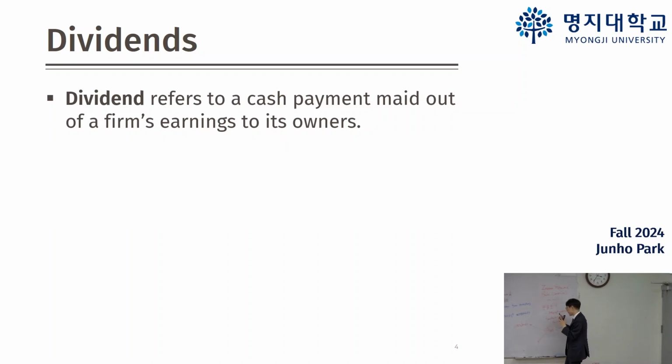However, the remaining part of the net income that is not distributed as dividends will go to the retained earnings.